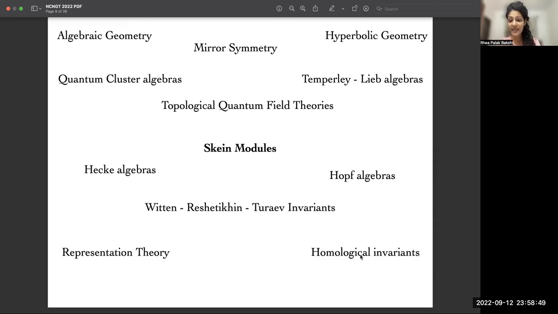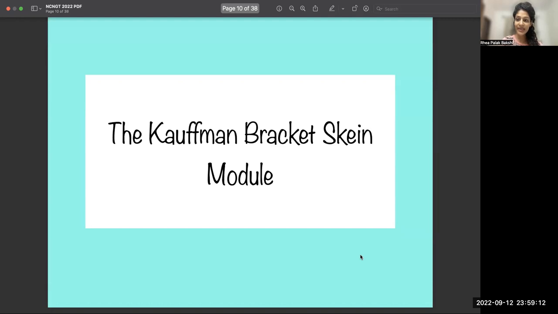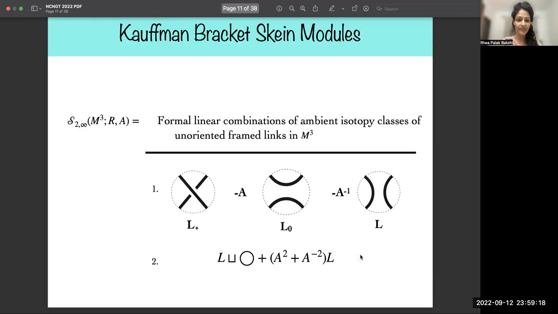You can categorify Skein modules to obtain homological invariants of three-manifolds, similar in spirit to, say, Khovanov homology. And more recently, there have been connections discovered with mirror symmetry. And in particular, there are certain conjectures which pertain to Skein algebras, which have been resolved using tools which come from mirror symmetry. So with this motivation, we're ready to define the Kauffman bracket Skein module, which is the Skein module that we'll focus on in this talk.